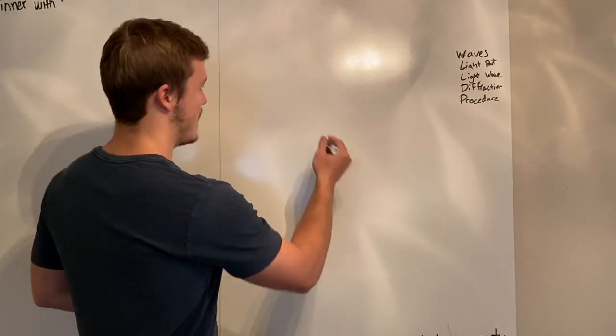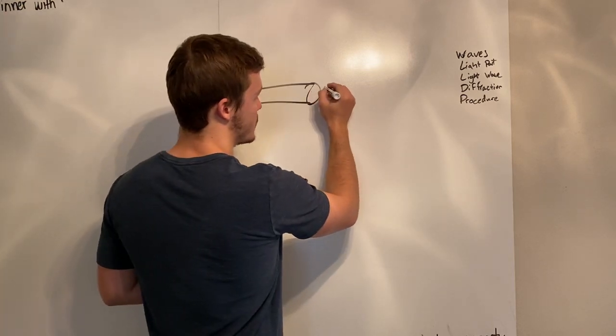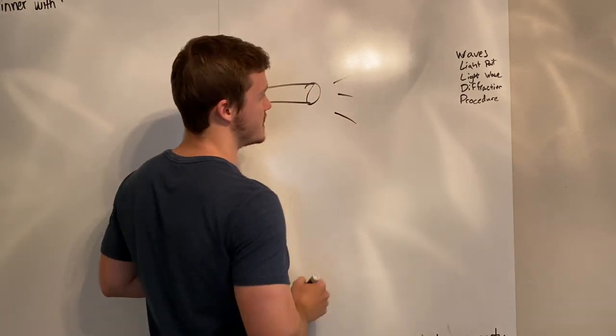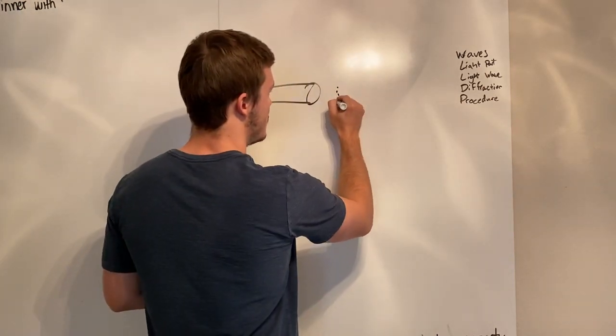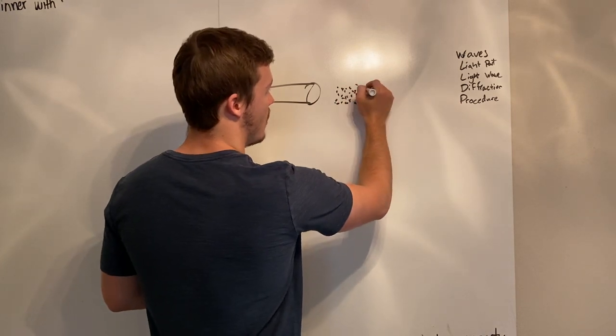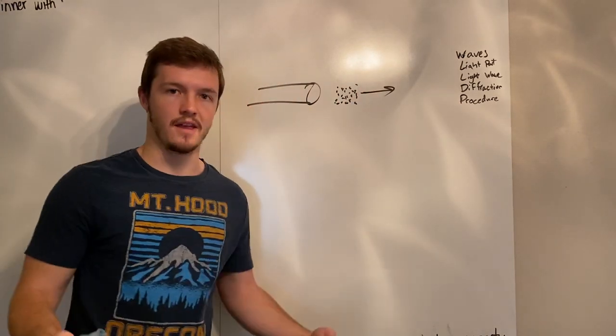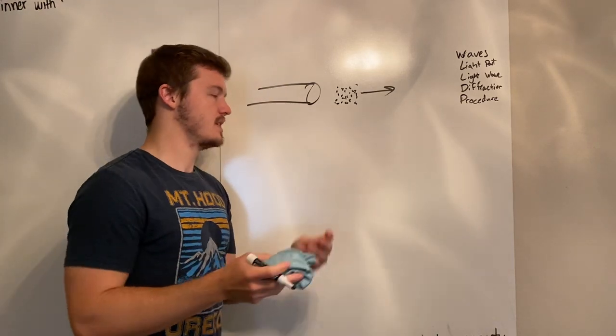So if I turned on a flashlight right here, we'll call this a flashlight, when it was shining its light out, what it was really doing was sending out a beam of a bunch of little particles called photons, all moving in one direction together. Okay, so that's the particle treatment of light.